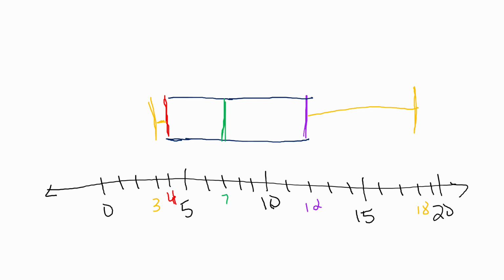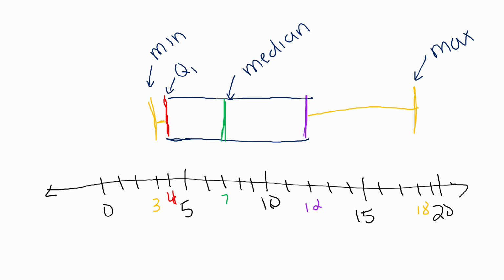Now, there are a couple of important things to know when looking at a box plot, a couple of details that will be very helpful for you. Just a friendly reminder, this right here is your minimum, and this line down here is your maximum. This green line is our median, the red line is quartile 1, and the purple line is quartile 3.